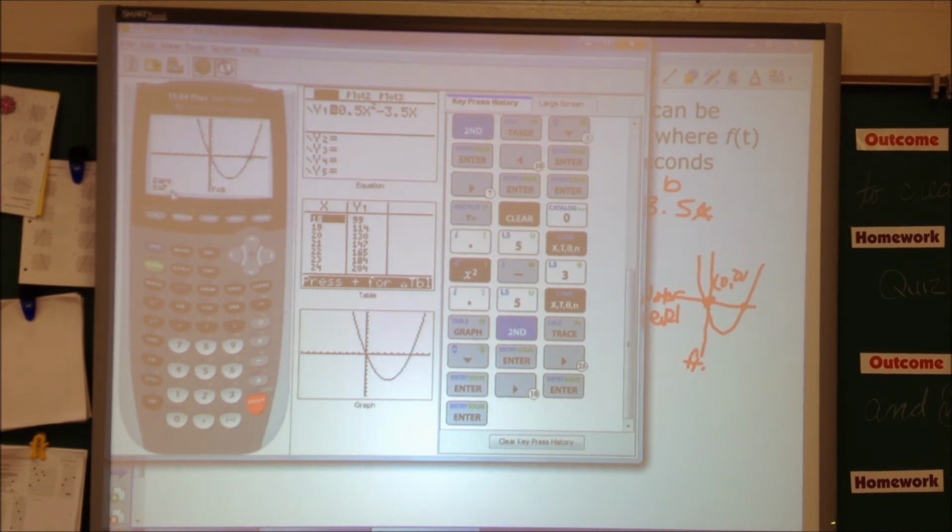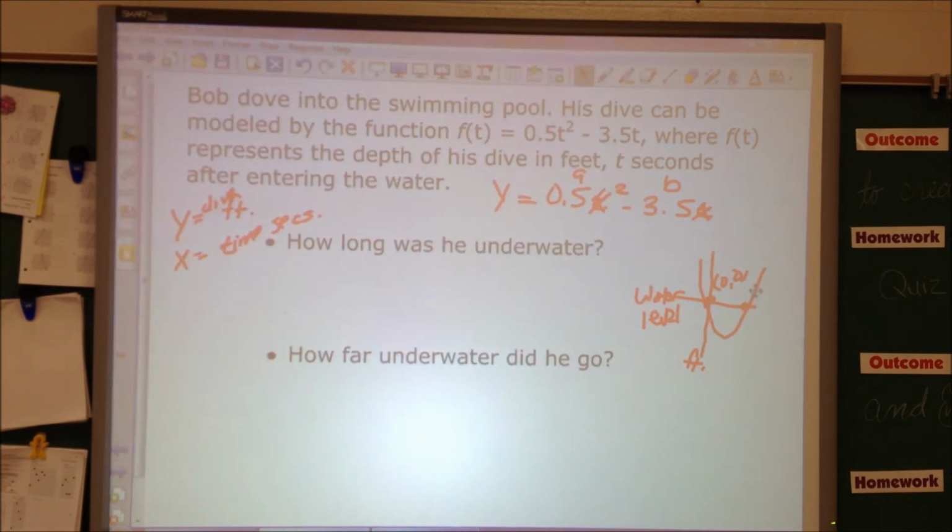And I get x is 7, y is 0. So when x is 7 here, y is 0, meaning he's at 0 feet in 7 seconds. So how long was he underwater? 7 seconds, because he went from 0 to 7. How far underwater did he go? That's this point, my vertex or my minimum.